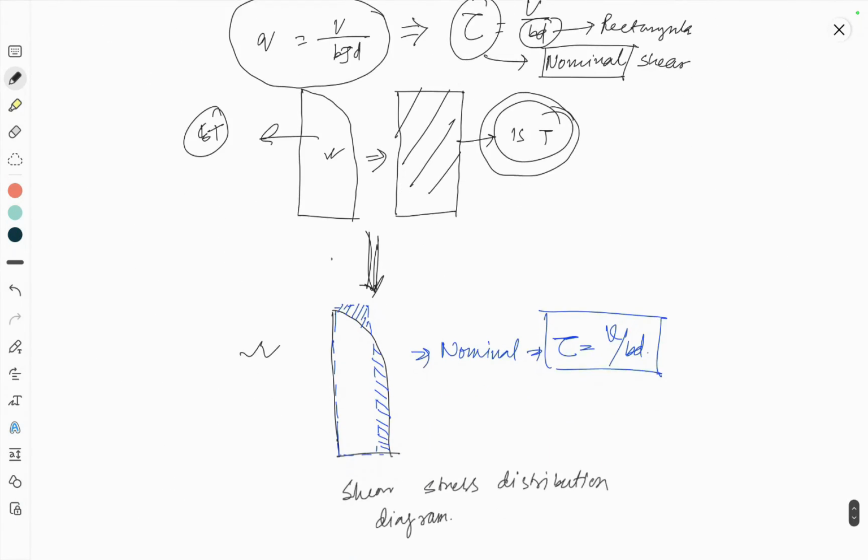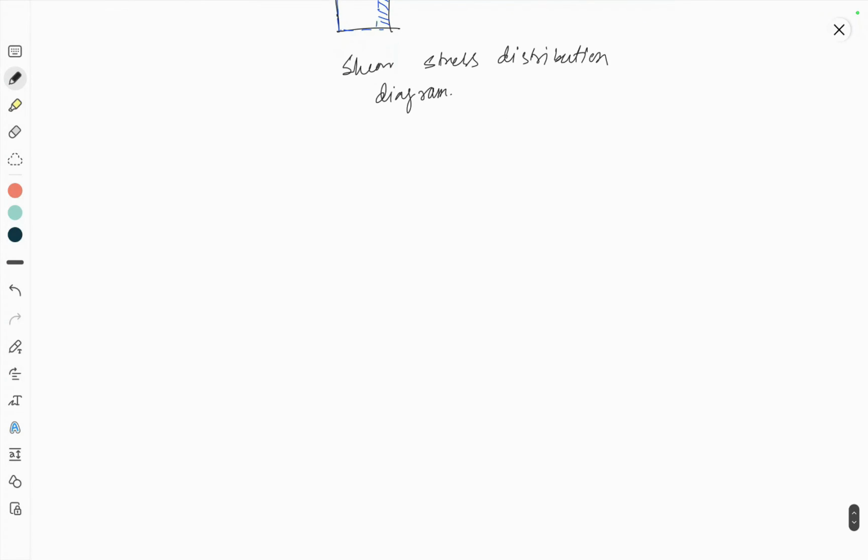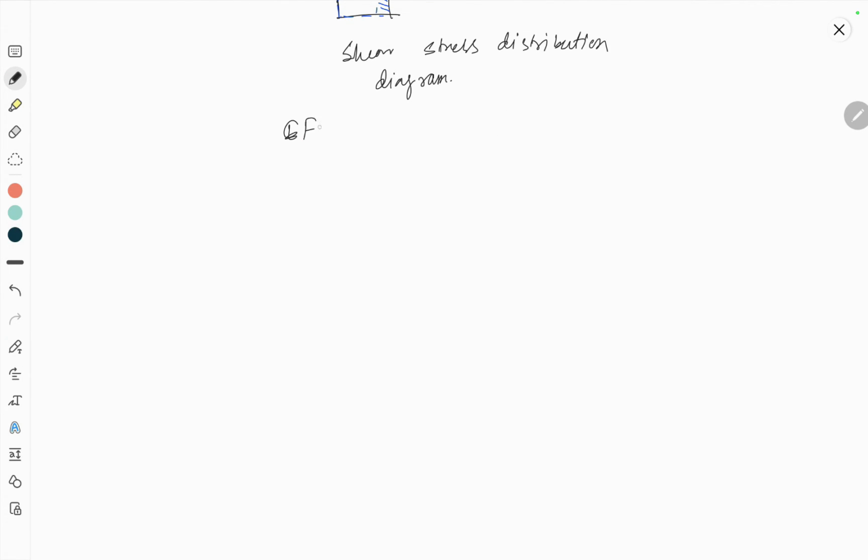Okay, and in the next video I will talk about the effect of shear on RCC beam.